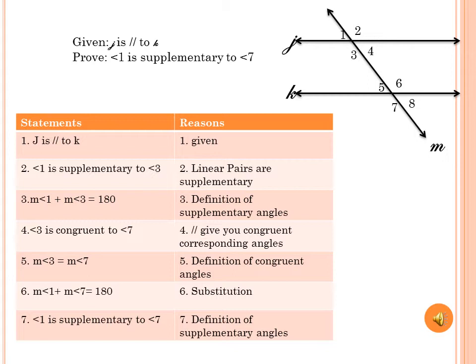The third step would be the measure of angle 1 plus the measure of angle 3 equals 180. And that's the definition of supplementary angles. Then the fourth step would be angle 3 is congruent to angle 7. That's because parallel lines give you congruent corresponding angles. For statement 5, the measure of angle 3 equals the measure of angle 7. That would be the definition of congruent angles. Number 6 is the measure of angle 1 plus the measure of angle 7 equals 180, making this substitution. Finally, angle 1 is supplementary to angle 7, which is definition of supplementary angles.